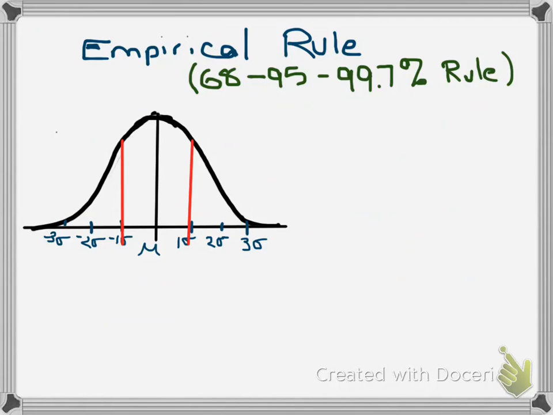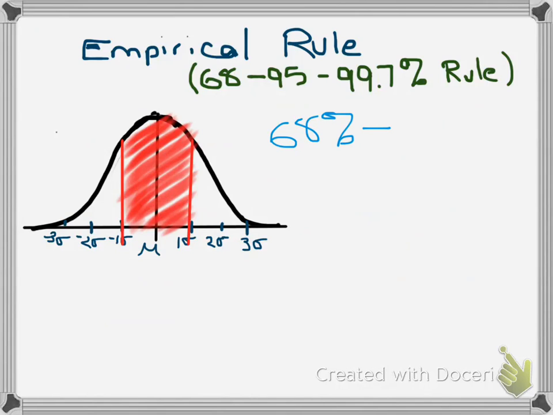Hang on here. Yep, there we go. And that's because it tells us every time, no matter what our normal curve looks like, when we are between 1 standard deviation below the mean and 1 standard deviation above the mean, we have 68% of the values captured in there. So 68% of the data is between plus or minus 1 standard deviation from the mean.